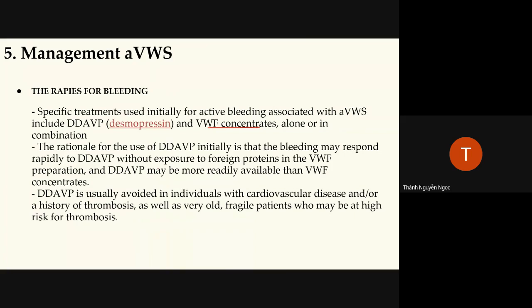The rationale for the use of DDAVP initially is that the bleeding may respond rapidly to DDAVP without exposure to foreign proteins in the VWF preparations, and DDAVP may be more readily available than VWF concentrates. DDAVP is usually avoided in individuals with cardiovascular disease and a history of thrombosis, as well as very old fragile patients who may be at high risk for thrombosis.